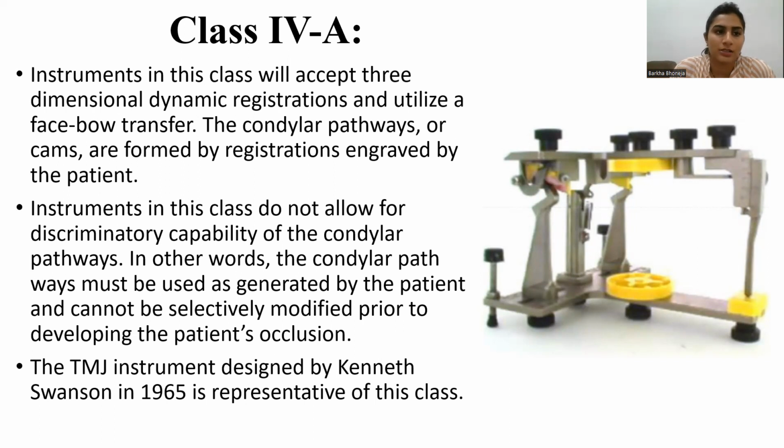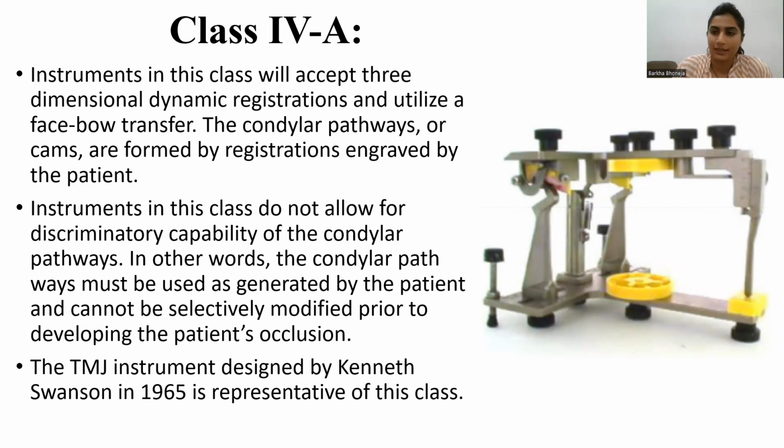Now, the condylar parts or cams are formed by registrations engraved by the patients. Now, we are talking about class 4A, okay? Here the condyle path, that is the curvatures of the condyle, are already registered or formed into the articulator, which was taken from the engravings given by the patient. It is always an average type of engraving, taken from the recordings of all the patients.